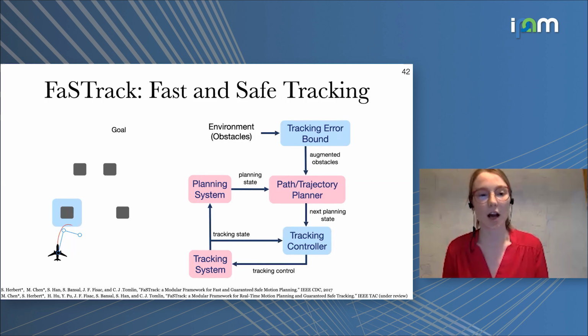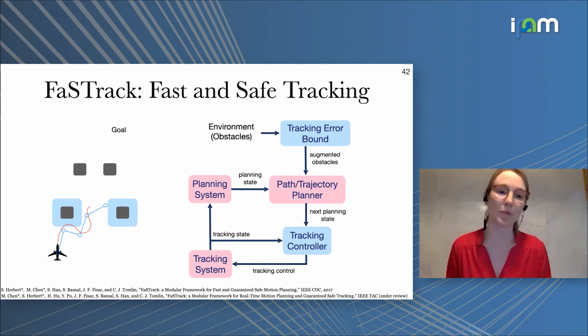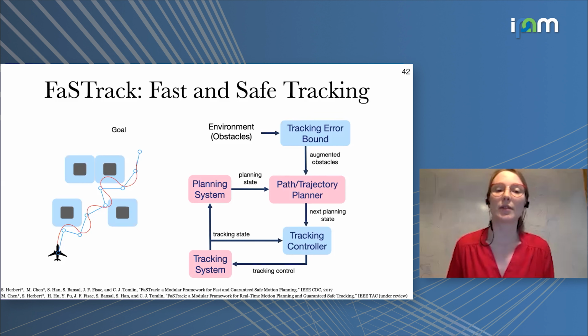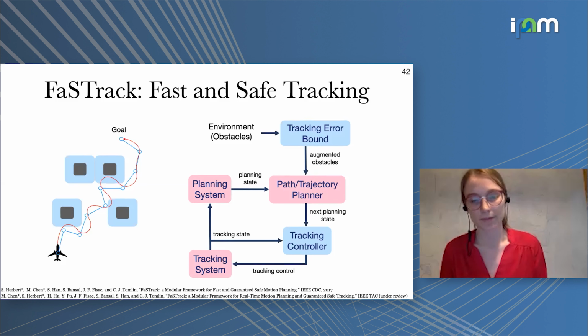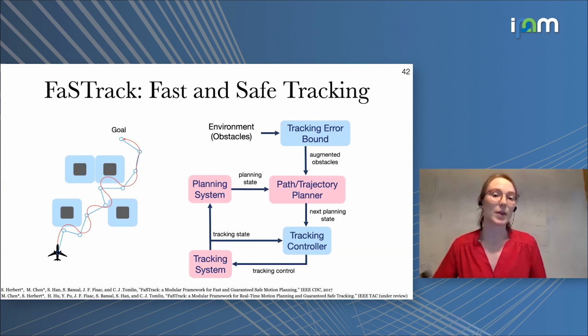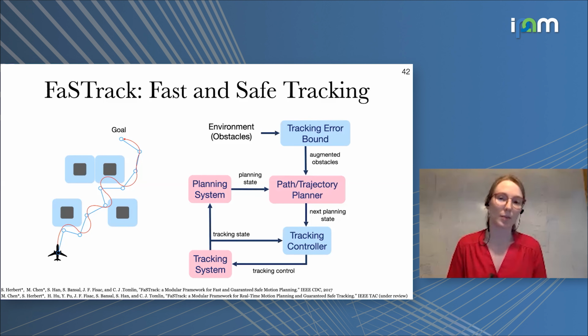So by augmenting the obstacles, we can continue to do this on a loop, and we may violate the augmented obstacles, but we're guaranteed to never violate the true obstacles. The important takeaway here is that we are essentially allowing people to use their very simple planning algorithms, their NPC or what have you, with two small extra steps.